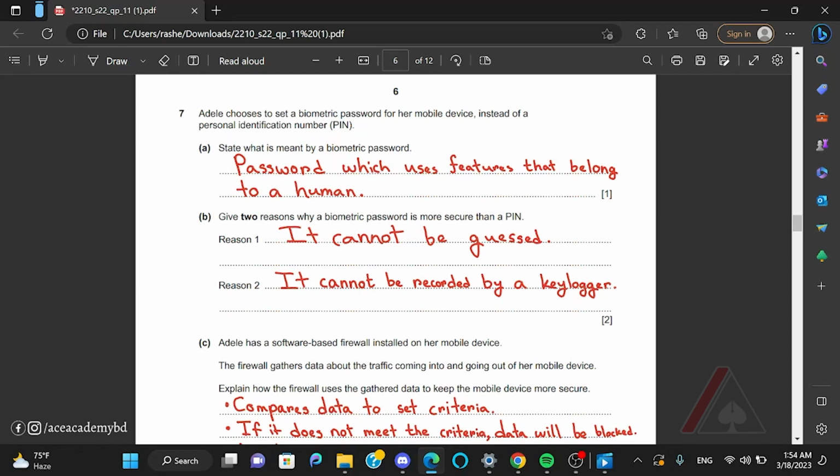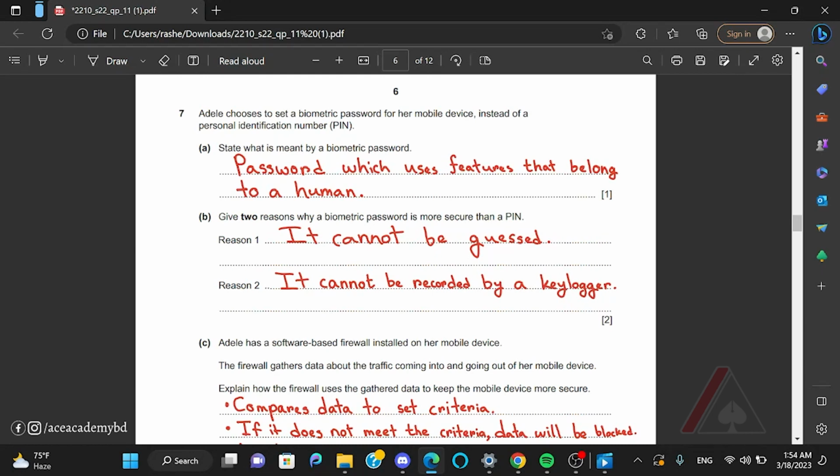Now, a PIN is essentially things like the number password that you use when logging into your phone, right? This sort of password or PIN can actually be guessed, but on the other hand, biometric passwords are not possible to be guessed since they include scans like retina scans or fingerprint scans, which essentially make it very hard to be guessed. And number two, it cannot be recorded by a keylogger.